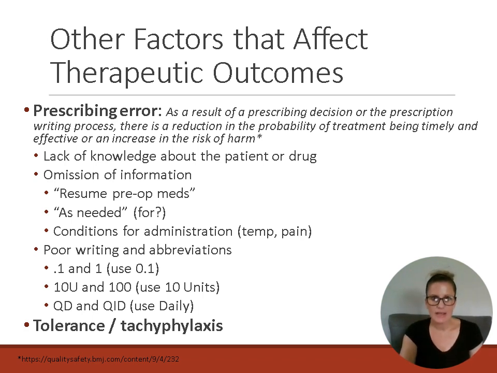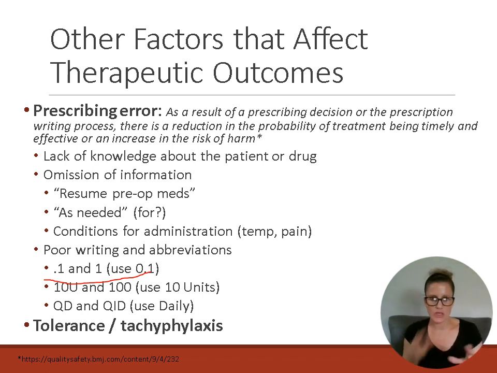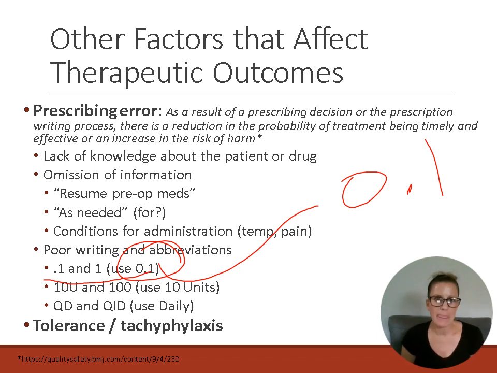Poor writing can lead to confusion between similarly spelled medications, or doses can be confused. So, for example, 0.1 is frequently read as 1. So we always say that you need to do a leading 0. So don't write .1. Instead, you should write 0.1. That way, it's less likely to be confused as 1.